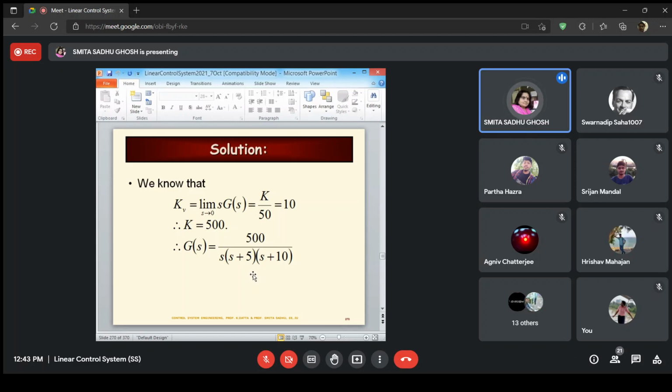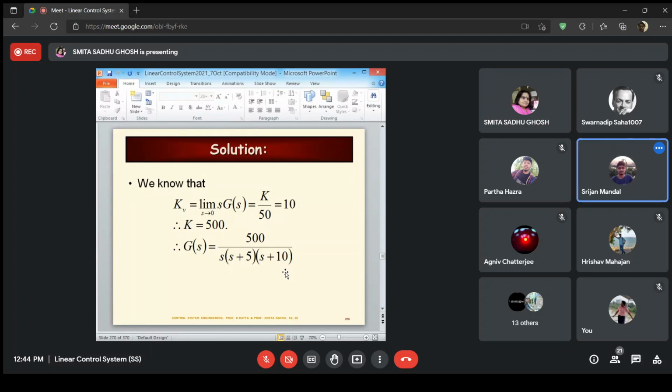What is the expression for magnitude first of all? You have in the numerator 500, and in the denominator omega into root over of omega square plus 5 square, and then root over of omega square plus 10 square, right? So basically now omega equal to 1, so find the value.